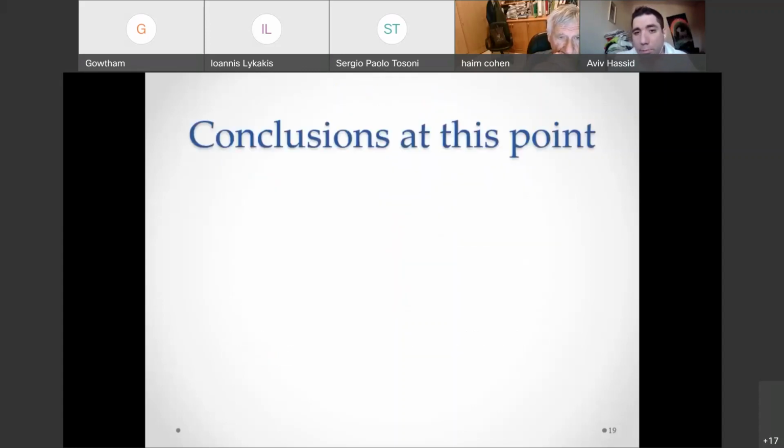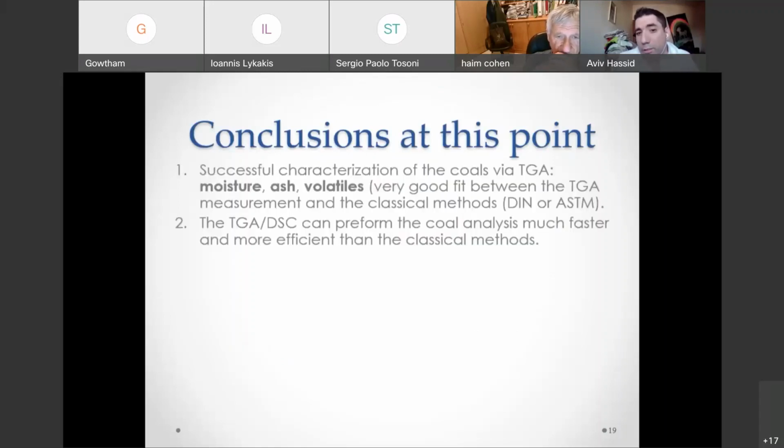Now, the conclusions at this point are as follows. First, we successfully characterized the TGA properties of moisture, ash, and volatile matter, with a very good fit between the TGA method we present here and the classical DIN or American ASTM methods for measuring coal. So the TGA can perform the coal analysis much faster. What took before half a day or a full day with the classical method can take about 3 hours.